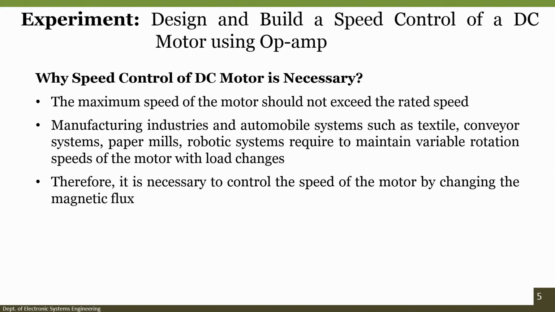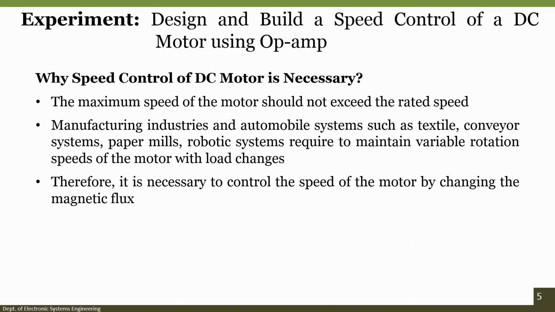In both the videos you have seen how a DC motor works and how the DC motor is constructed. Now, let us come to our experimental part, where we will see how we can design and build a speed control of a DC motor using an operational amplifier. But before that, let us see why speed control of a DC motor is necessary. The maximum speed of the motor should not exceed the rated speed. If a motor has a rated speed, you cannot increase its speed more than the maximum rated speed.